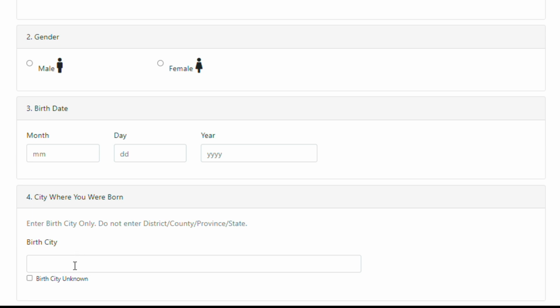And remember, you are not entering a district or county or province or state. It is the city or the exact name of that town where you were born. I hope that is clear.